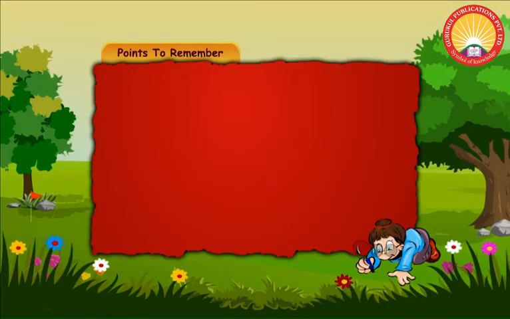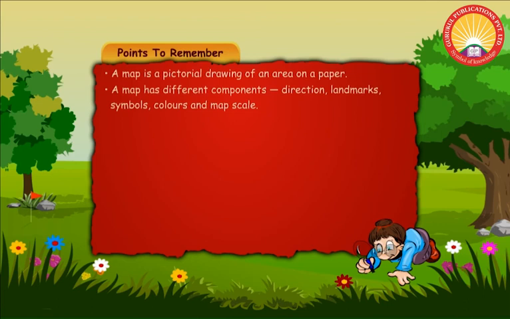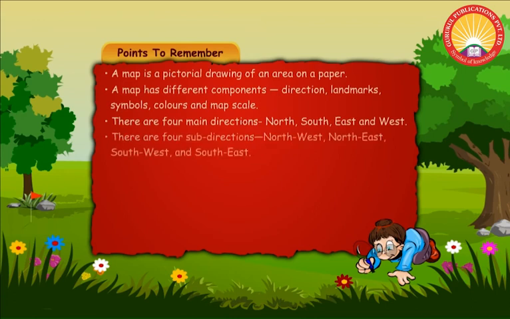Points to remember. A map is a pictorial drawing of an area on a paper. A map has different components: direction, landmarks, symbols, colors, and map scale. There are 4 main directions: north, south, east and west. There are 4 sub-directions: northwest, northeast, southwest and southeast.